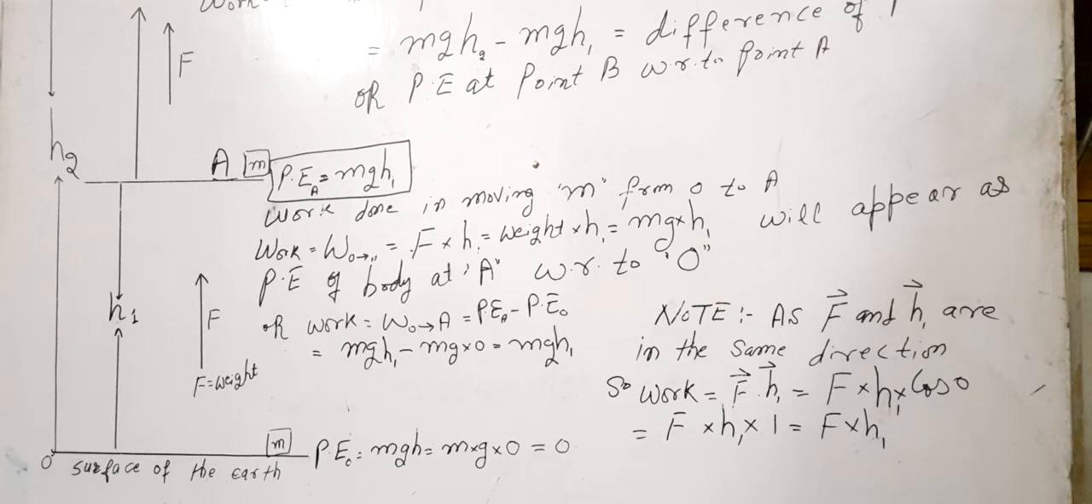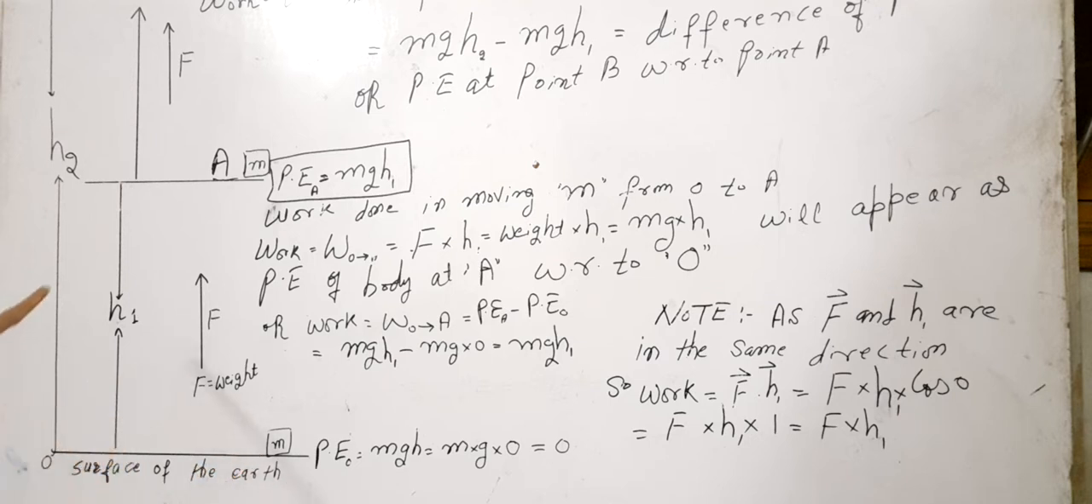In case number 1, we consider that the body is lying on the surface of the earth, which is represented by O. In this case, PE naught is the potential energy of the body, which is equal to mgh. As we know that the height of the body with respect to the ground is 0, therefore we will put the value of h as 0, and the potential energy of the body lying on the surface of the earth will become 0.